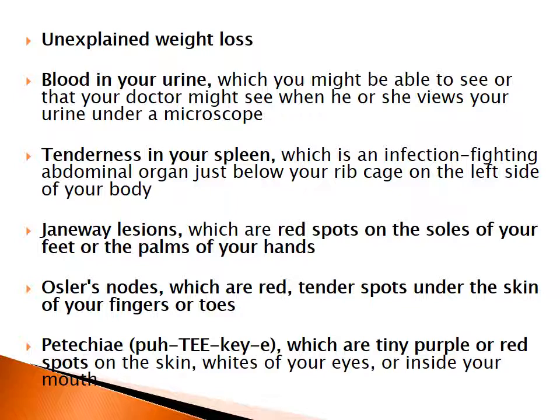There is also something called Osler's nodes. These are red, tender spots under the skin of your fingers and toes. They can be very painful and tender, and they are red in color. These are called Osler's nodes. And petechiae are tiny purple or red spots on the skin. They can appear in the white of your eye, and they can also occur inside your mouth. That is called petechiae.